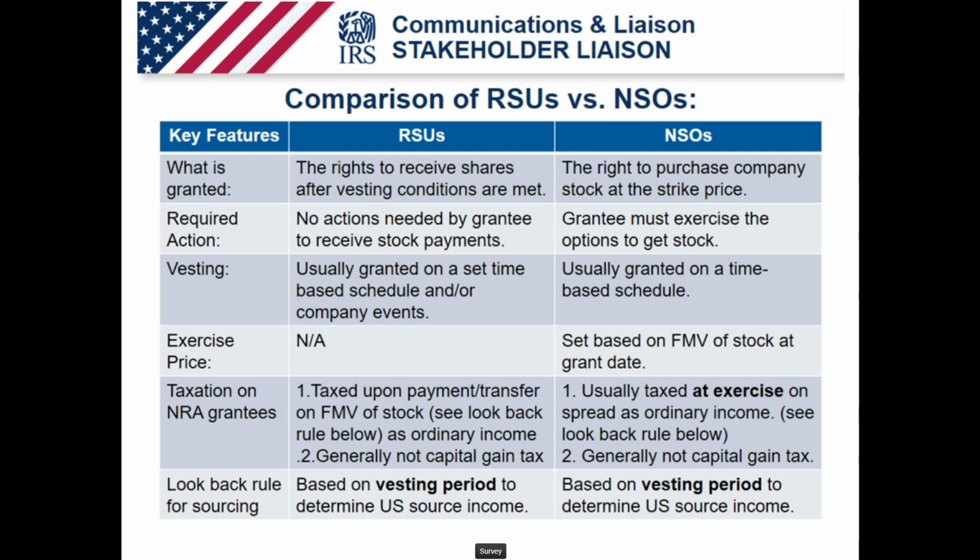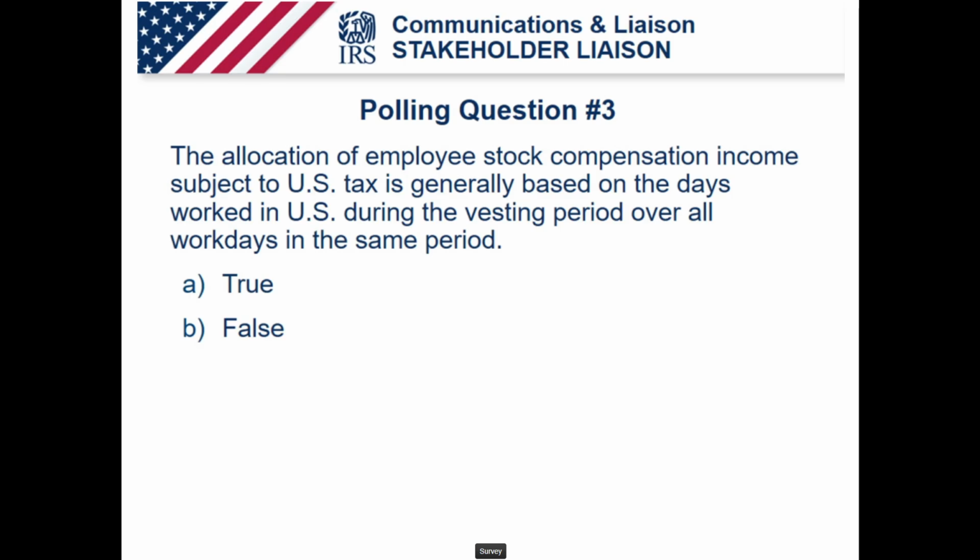Now, the table covers such issues as what is granted, action required by the grantee, vesting, what is the exercise price, the taxation issues, and finally the look-back rule for sourcing. With that, Yvette, I think it's a good time to pause for another polling question.